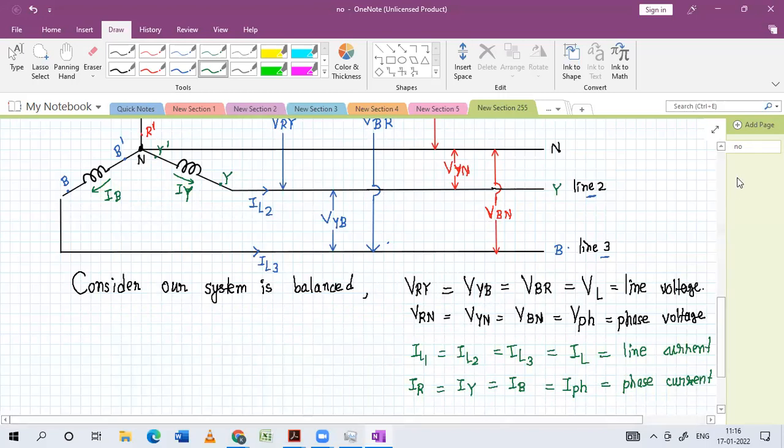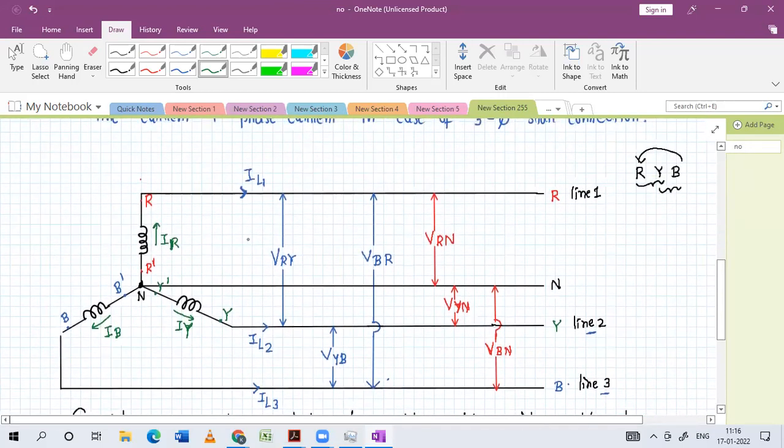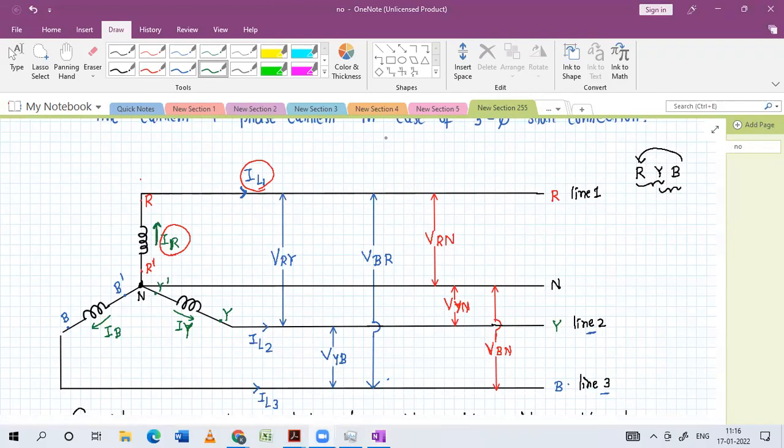So here, from the figure, see the arrow. What is the relationship between IR and IL1? IR is coming from here, and IL1 is this. What can you say about IR and IL1? Yes, Krishika, it is equal. From the figure, can I say IR is equal to IL1? All of you others, write down your answer in the chat box.